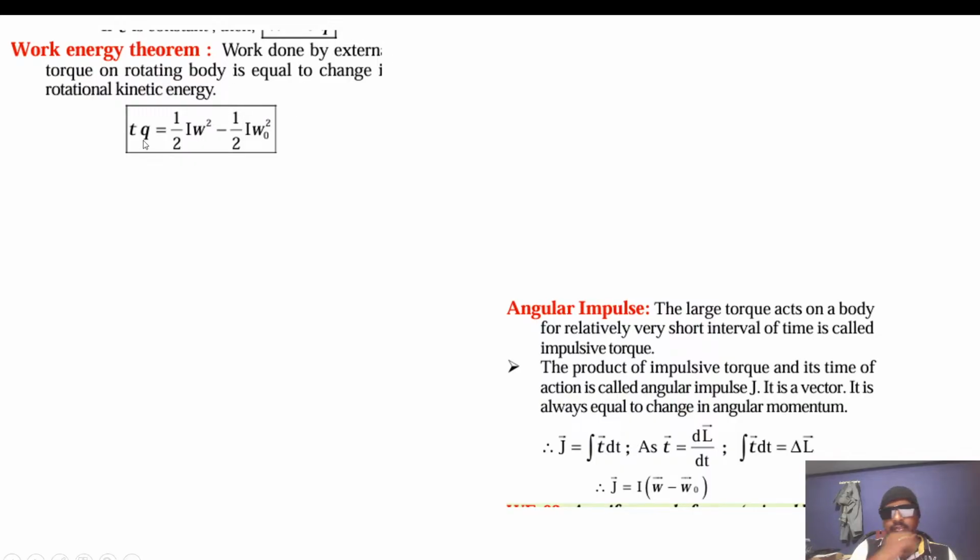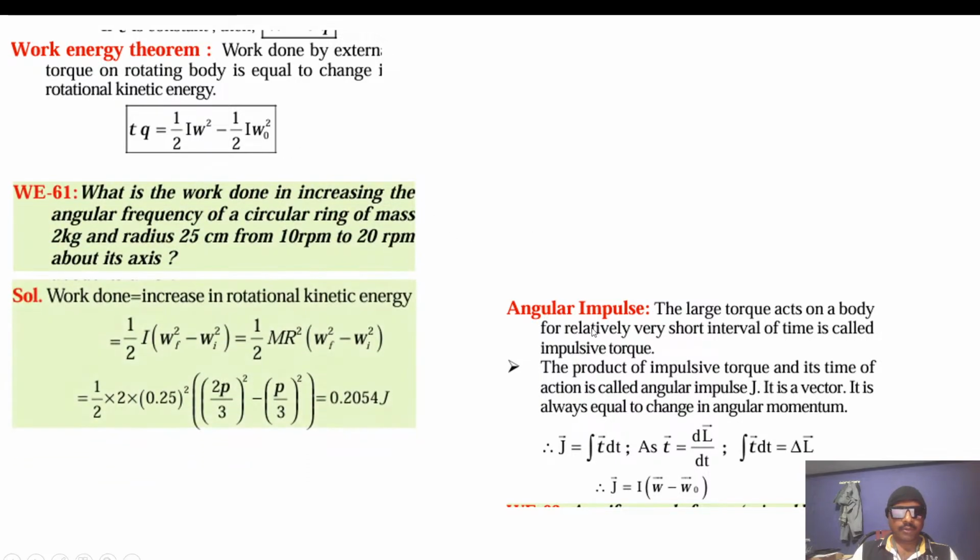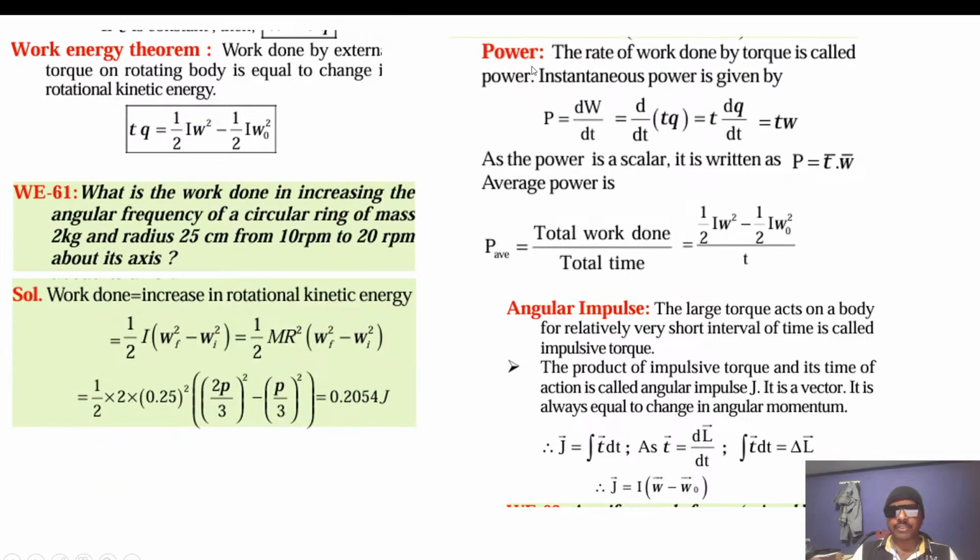So look at this. Torque into angular displacement equals force into distance equals 1 by 2 I omega square minus 1 by 2 I omega naught square, right? Okay, so power is the instantaneous rate of doing work. This is the power formula, P equals dW by dt, that is d by dt of torque into distance. This is the perpendicular distance, right?